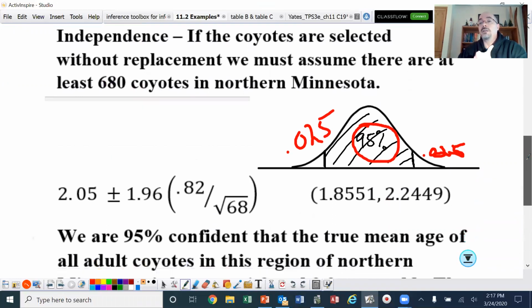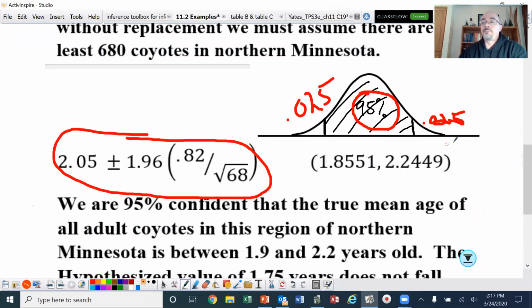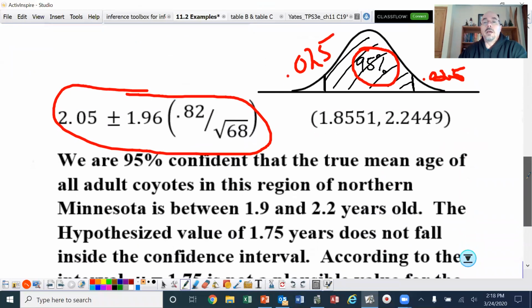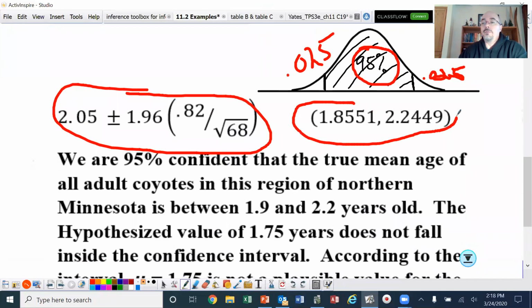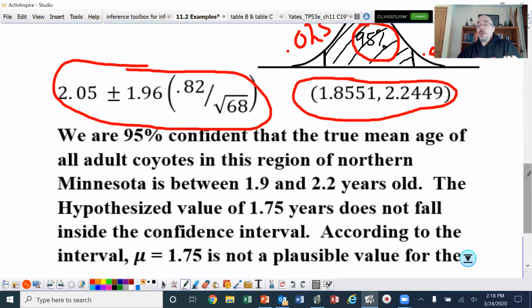Okay, so refer back to chapter 10. So confidence interval, here's our setup. Okay, this is our result. Now, how can we tell if it's significant or not? Well, based on your interval and where the number is. So we are 95% confident that the true mean age of all adult coyotes in this region of northern Minnesota is between 1.9 and 2.2 years old.